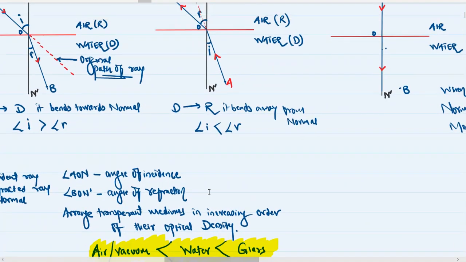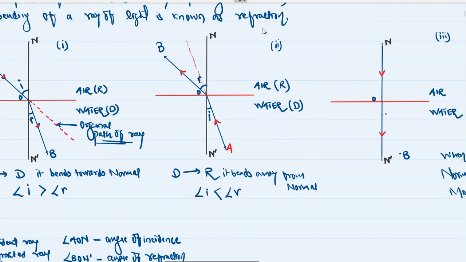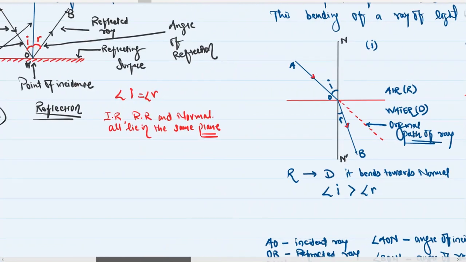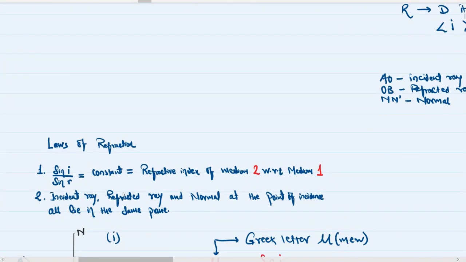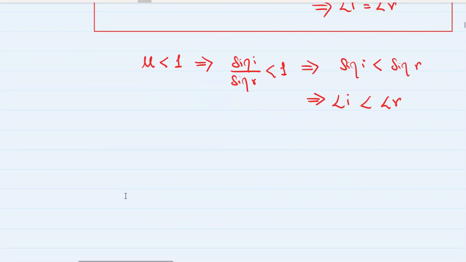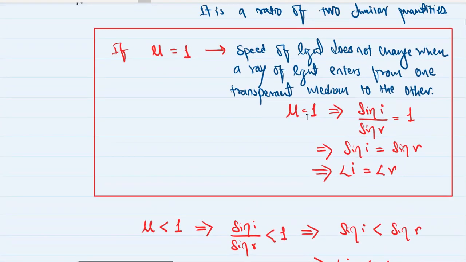Let me show you. See the second case. In this second case, what is happening? See the angle of incidence. See the angle of refraction. Is angle of incidence smaller than angle of refraction? Yes. So in this case, we can say that when we get this case, when the refractive index is smaller than 1, we can simply say that what we had written here, speed of light does not change.